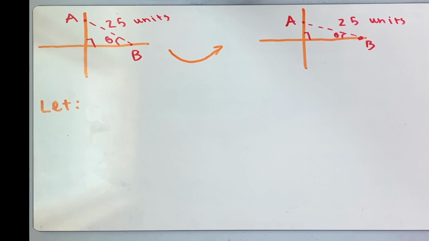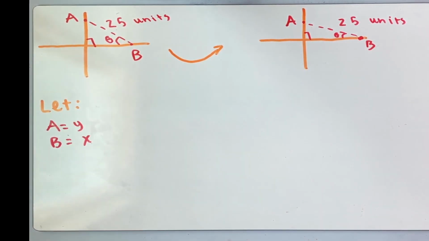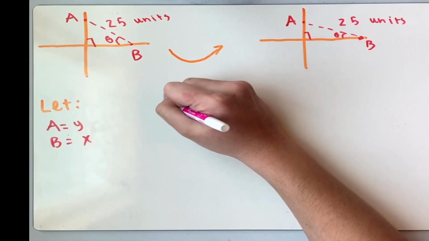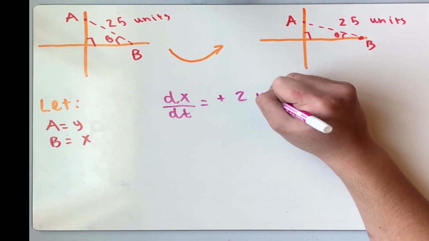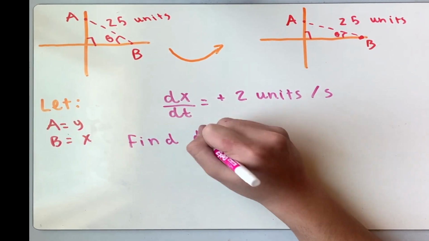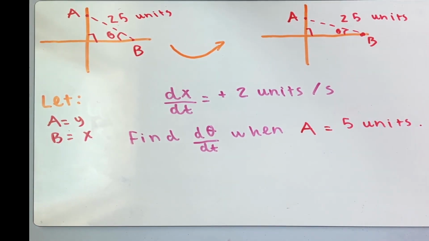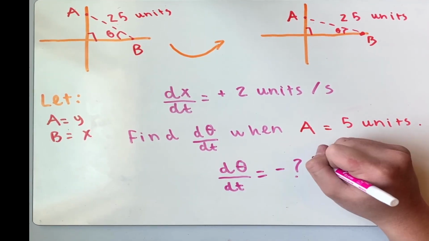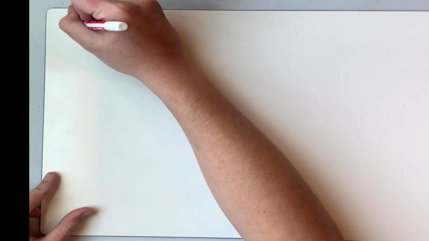For the sake of making this problem easier to understand, let A equal y and B equal x. dx/dt equals positive 2 units per second. We need to find dθ/dt when A is equal to 5 units. By looking at the picture, we should assume that dθ/dt will be negative since the angle is getting smaller and smaller. Let's restate our givens.